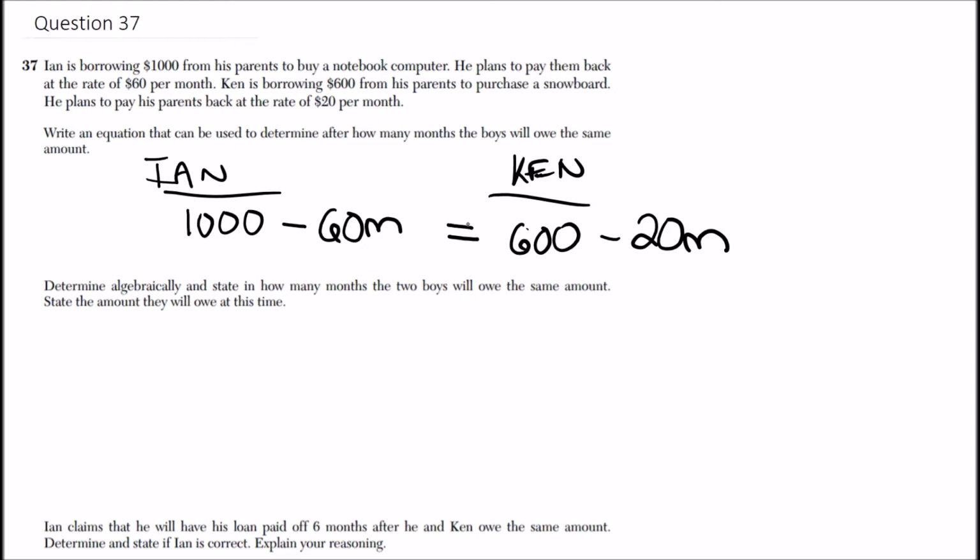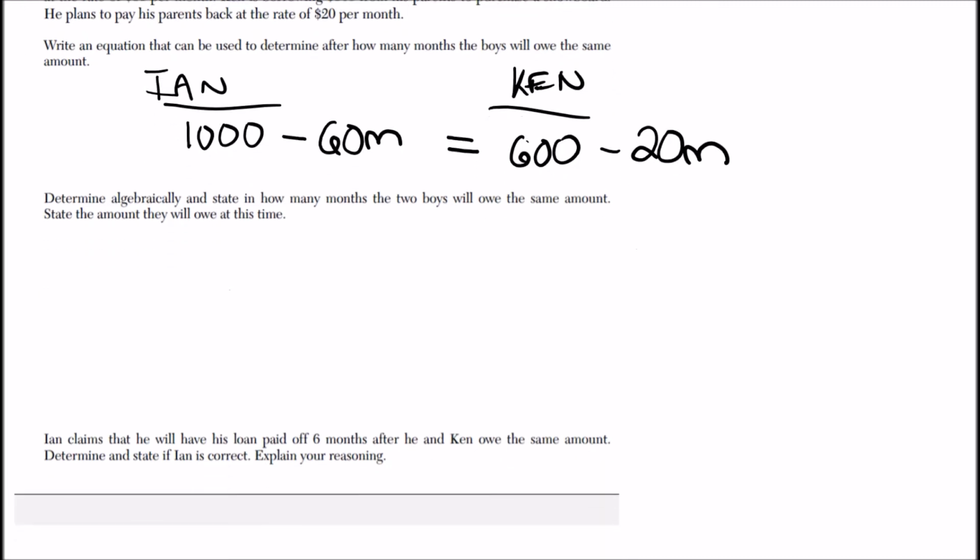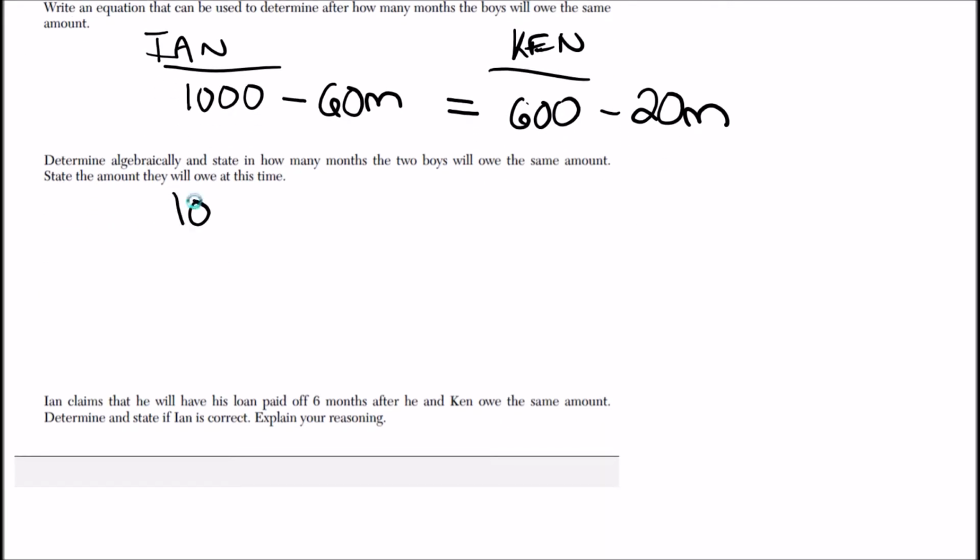And there's our equation. Now the second part says to determine algebraically and state in how many months the two boys will owe the same amount. Okay, so now we actually need to solve this equation. So let's go ahead and do that. So I'll write this out again. We have 1,000 minus 60m equals 600 minus 20m.